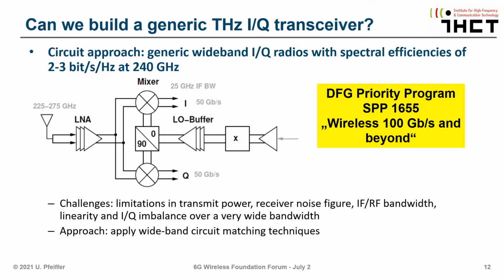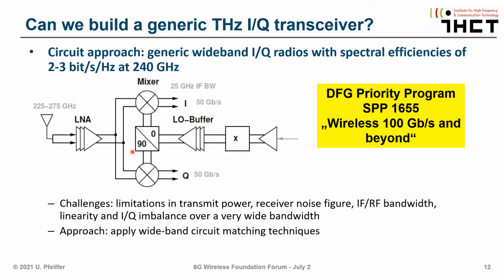So when we first looked into communication, we were thinking about implementing something very generic, some kind of generic IQ transceiver that uses some moderate spectral efficiency between 2 to 3 bits per hertz at 240 gigahertz center frequency. So we were thinking of implementing a rather broadband RF band that we mix down to 25 gigahertz IF. Which would give us something like 50 gigabits per second in I and Q respectively, and that should be something that we can use for 100 gigabits per second.